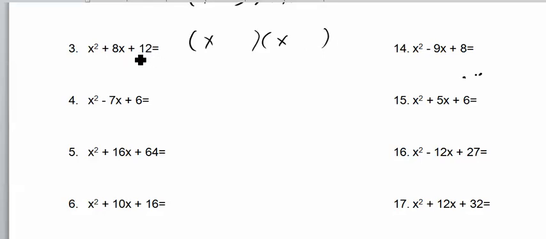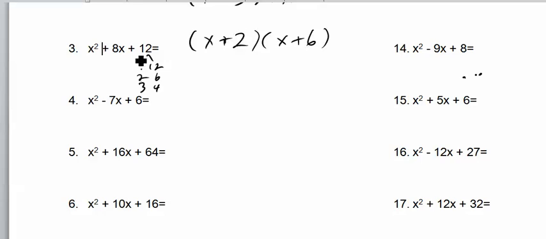Because this is a plus right here, we're going to find factors of 12 that when we add them equal 8. So we have 1 and 12, 2 and 6, 3 and 4. So 2 and 6, when we add them, equal 8. So we're going to put these right here, 2 and 6. And because positive 2 and positive 6 equals positive 8, both of these are going to be plus.